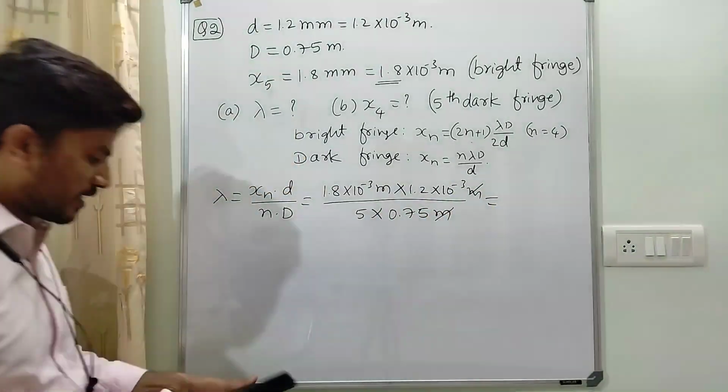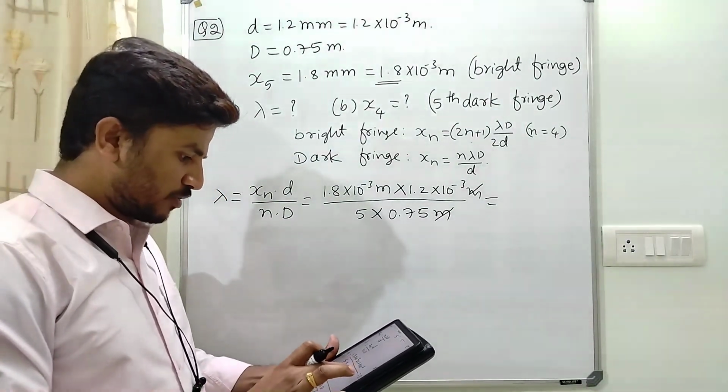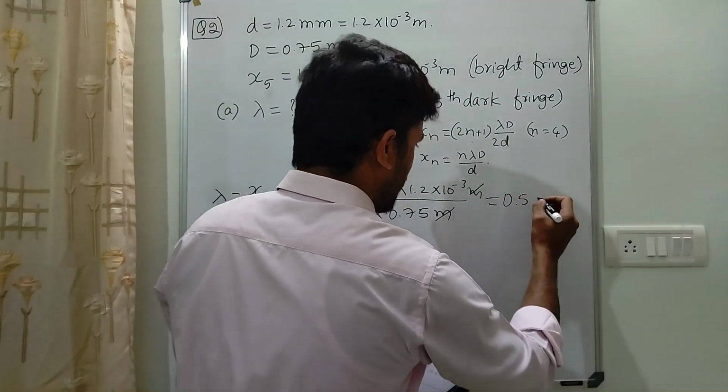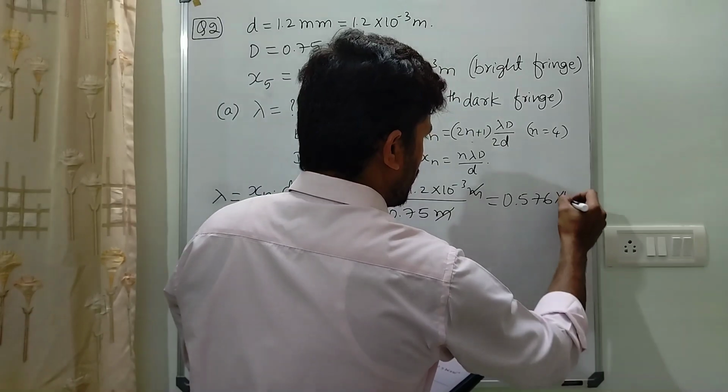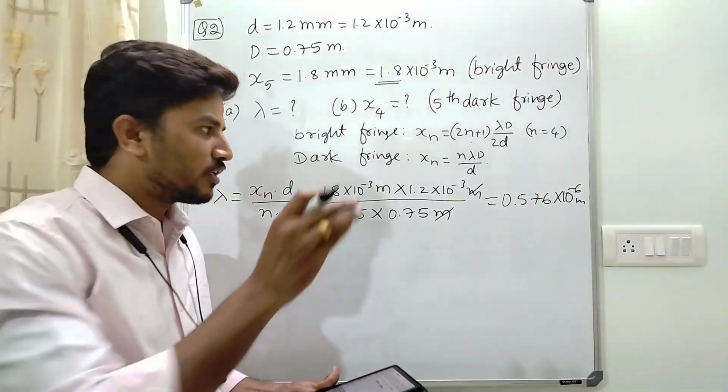If you solve, you will get the data somewhere around, let me give the final answer. You can make use of the calculator and solve it, or directly you can solve it. So you will get 0.576 into 10 to the power minus 6 meter. Don't blindly believe me. Okay, just solve it.